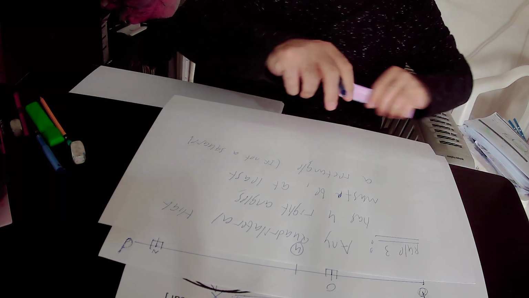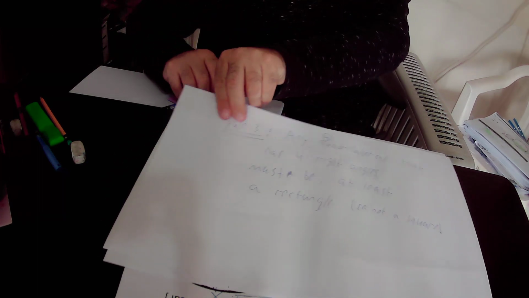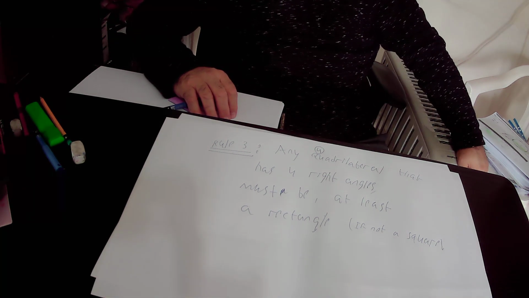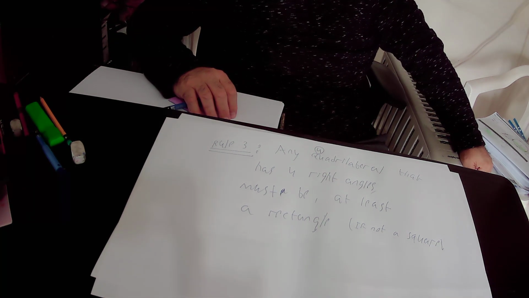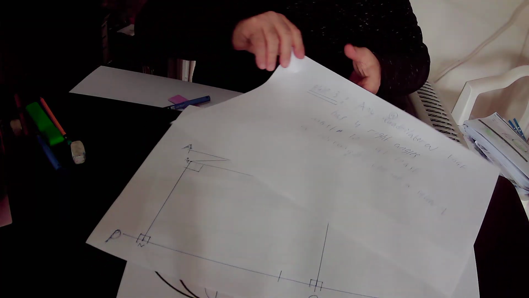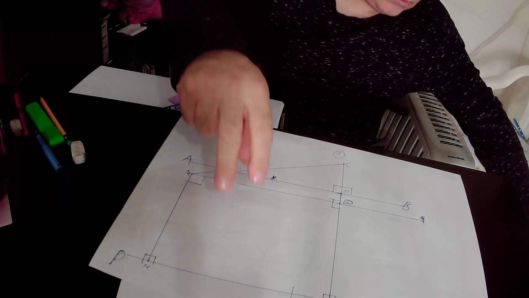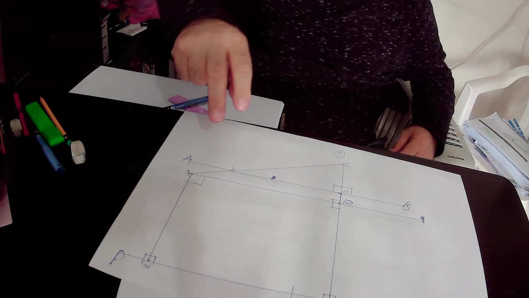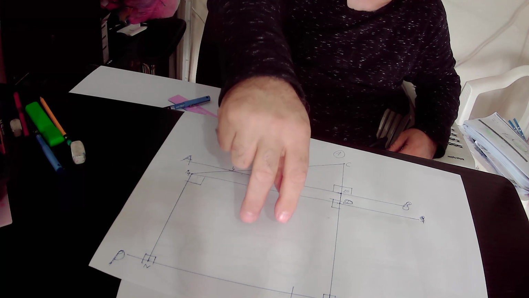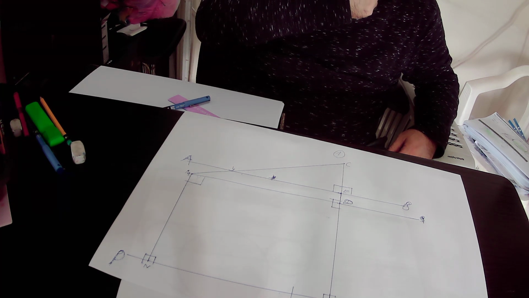I read rule number 3 again. According to rule number 3, any quadrilateral that has four right angles must be at least a rectangle, if not a square. So here, quadrilateral MNOD has four right angles. Therefore, we relate to quadrilateral MNOD, this quadrilateral, as a rectangle. Okay?